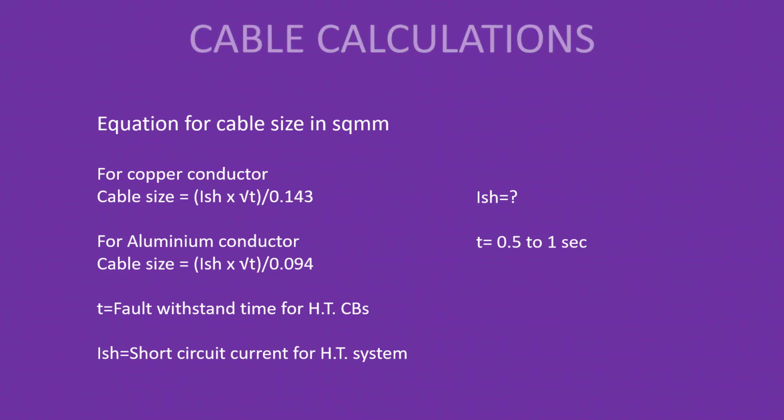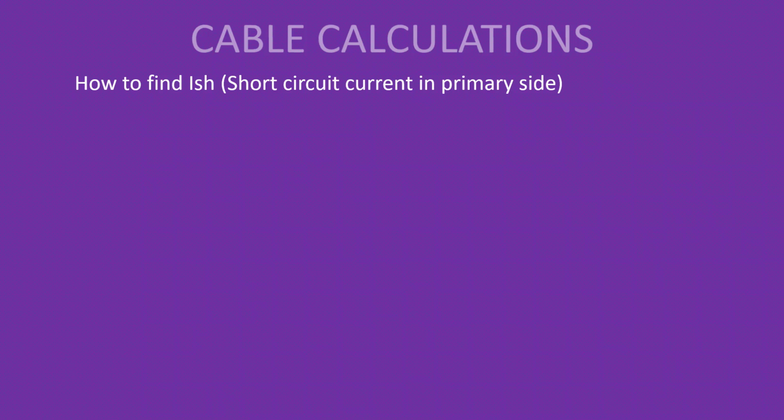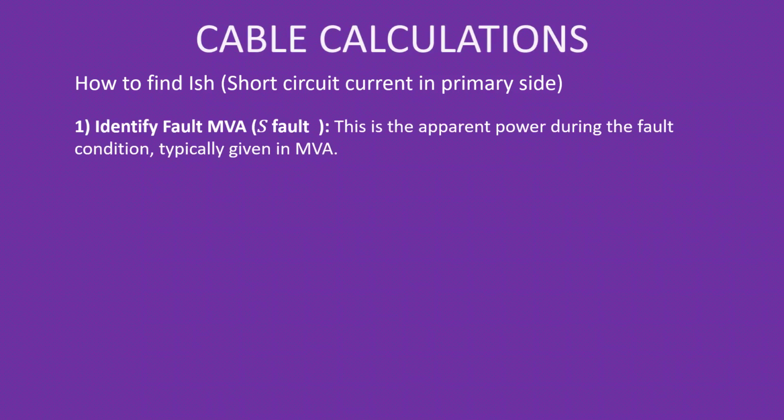0.094 is the cable factor for aluminum. So only one element missing is ISH, short circuit current. How to find ISH for HT system? Step 1 is identify fault MVA. What is fault MVA? This is the apparent power during the fault condition, typically given in MVA.